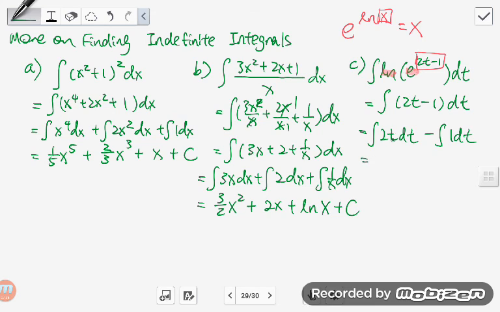So what do I differentiate to get 2t? That'll be t squared, right? Because when I differentiate t squared, the 2 goes to the front, and then I get a perfect 2t. What do I differentiate to get 1? That will be t. The minus is just minus, right? And finally, don't forget your plus c.